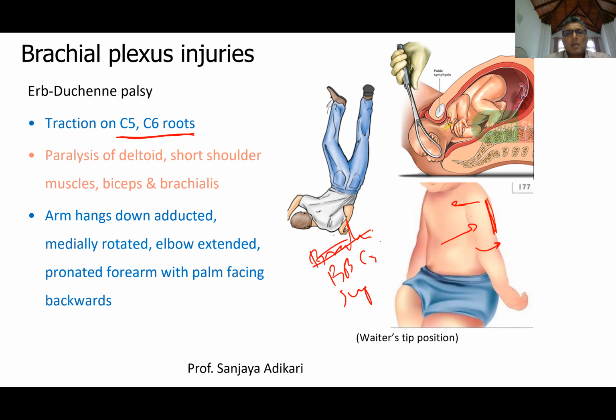Biceps brachii is supplied by C5 and C6. Supinator is supplied by C6. Again, both are gone. Therefore, the pronators, pronator teres and pronator quadratus, are supplied by C7 and C8. That's why you get this beta tip position in these children.